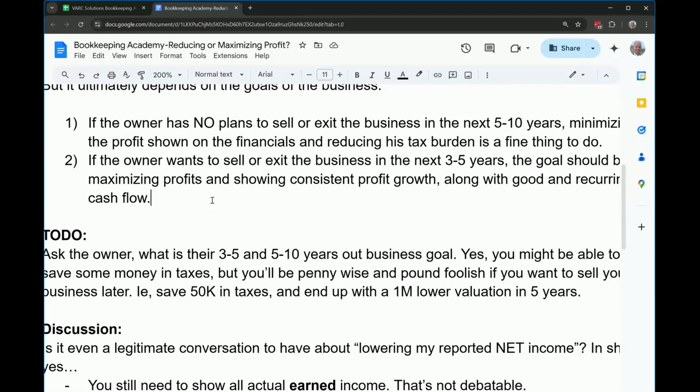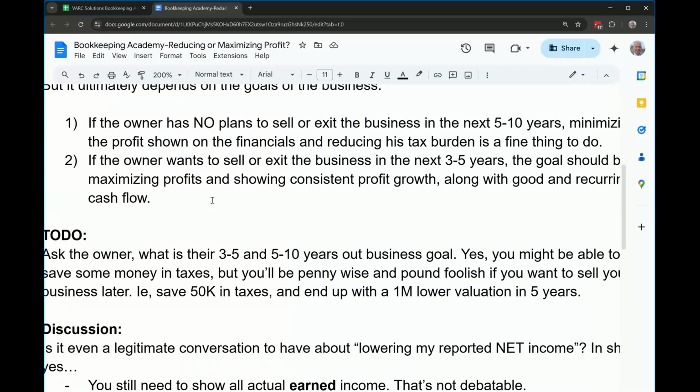Well, if somebody is looking to buy a business, one of the things that they want to see is profit. They want to see growing profit. They want to see consistent profit. And so this is where we sometimes, even as bookkeepers, need to educate our clients. We need to be able to tell them, hey, I understand what you're trying to do here. I understand you would like to pay less taxes, but what is your goal?